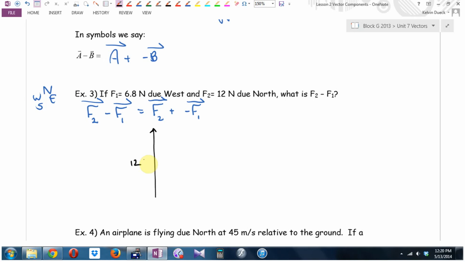With authority, like in your voice, like you know you're right, like you're convincing the rest of the planet this is obvious. What would negative F1 be? Still 6.8 newtons, but instead of due west, it would be due? East. What if it had been due south, and it would be due? North. So due east, you know what? I'm going to go like this.